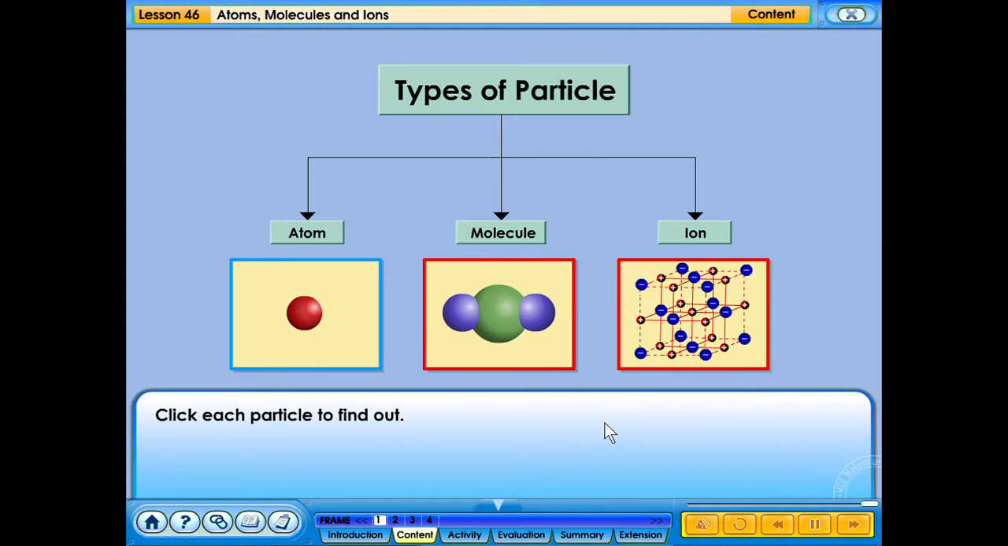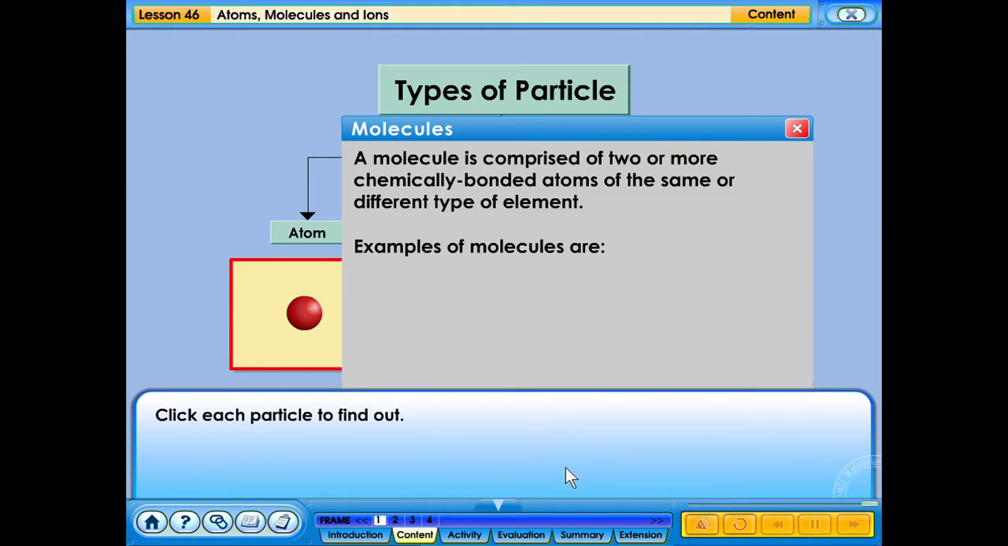A molecule is comprised of two or more chemically bonded atoms of the same or different type of element. Examples of molecules are A. Water, B. Hydrochloric acid.